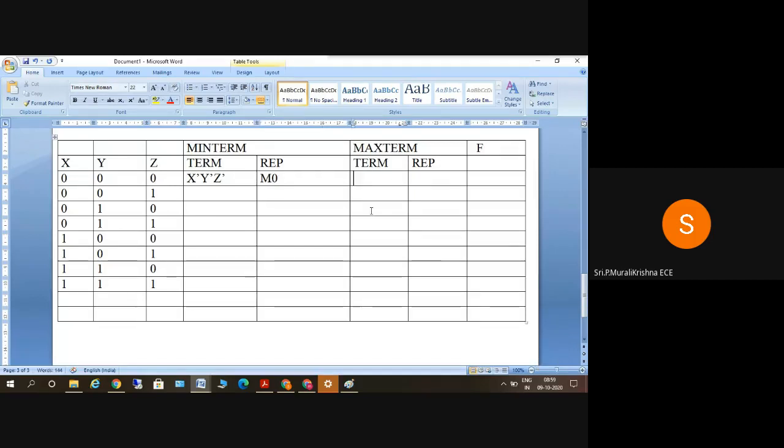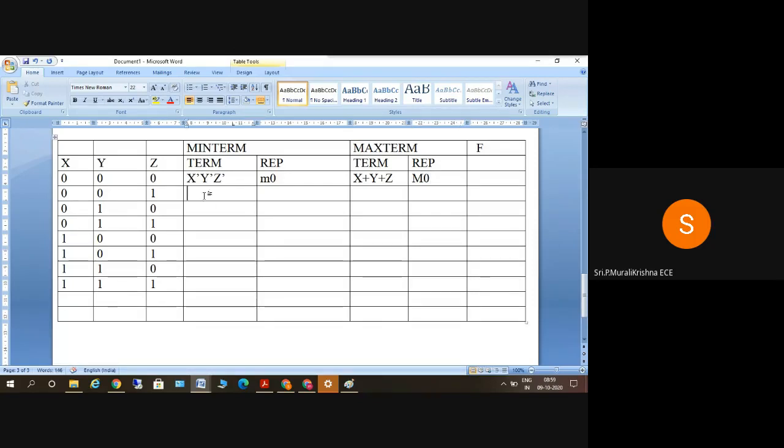Okay, so in the case of maxterms, what is a maxterm? It is a combination. So 0 is the normal form, and 1 is the complement form. So since it is the normal form, it's not X bar here, it is X plus Y plus Z. Okay, and the representation I can write as M naught.